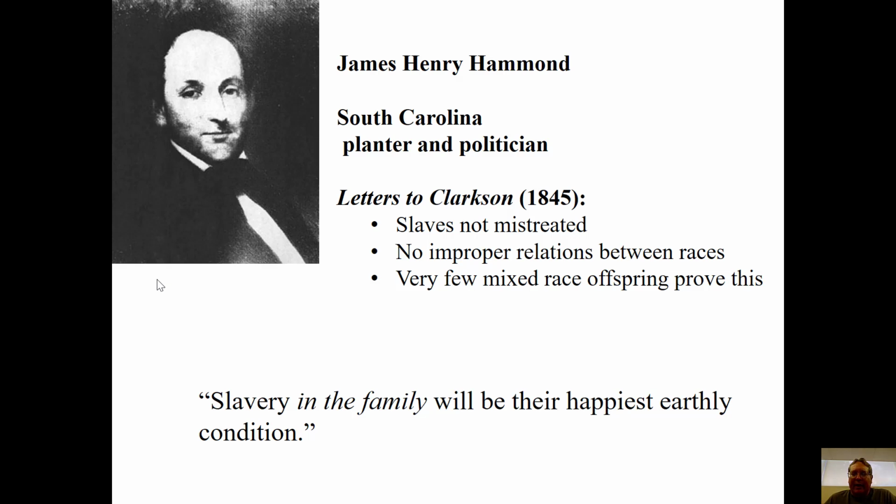But it's deeper and actually awfuler than that. What is truly just dark and sinister about all this is when he says, slavery in the family is their happiest earthly condition. What he means is these are literally our family. James Henry Hammond went about and raped a number of enslaved women that he owned, right, to get them to have more slaves.